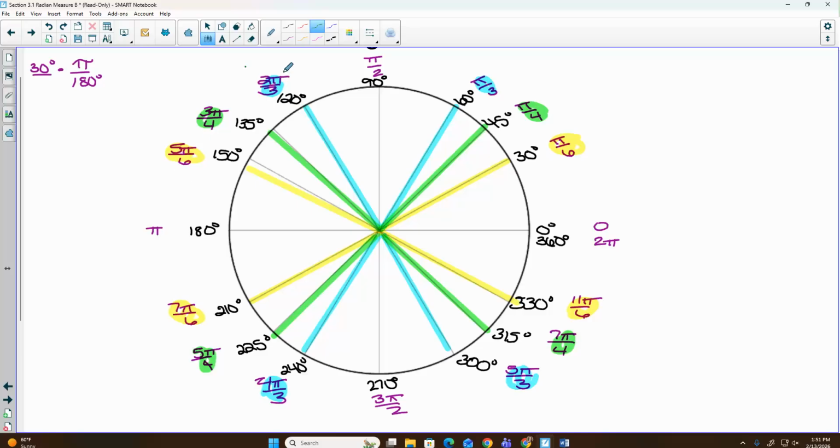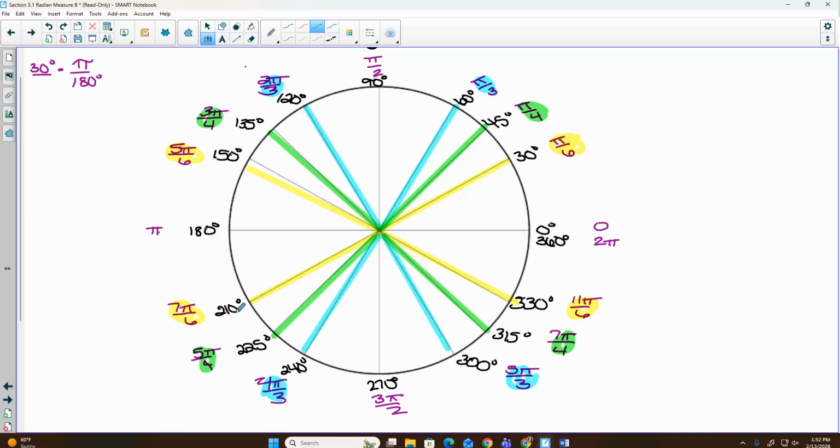5 over 6, 3 over 4, 2 over 3. So if we knew those denominators, we just subtract 1, now we know our numerators. And that's from the reference angle. Now in degrees, we did 180 minus 30 to get 150. So it's doing pi minus pi over 6. Pi minus pi over 4. So that's why it's always just 1 less.